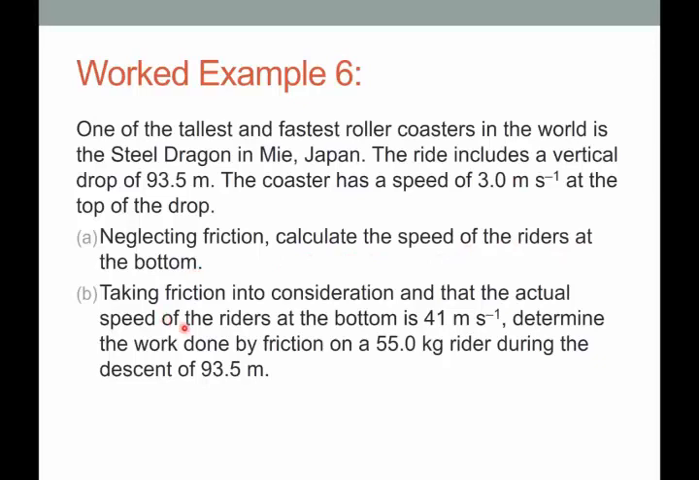And part B, taking friction into consideration, and given that the actual speed of the riders at the bottom is 41 meters per second, determine the work done by friction on a 55 kilogram rider during the descent of 93.5 meters.